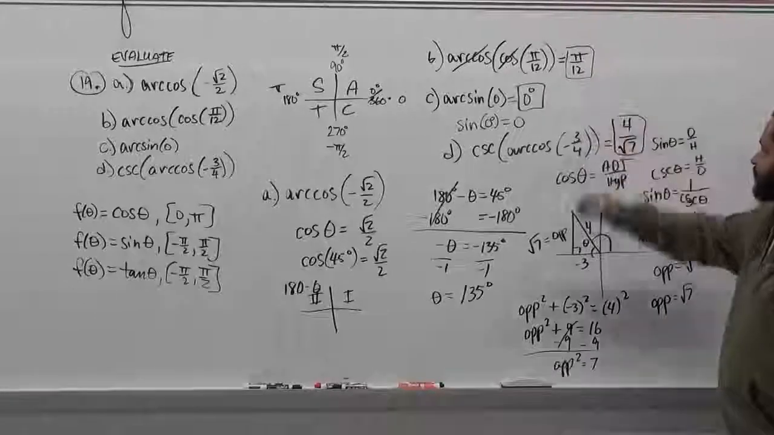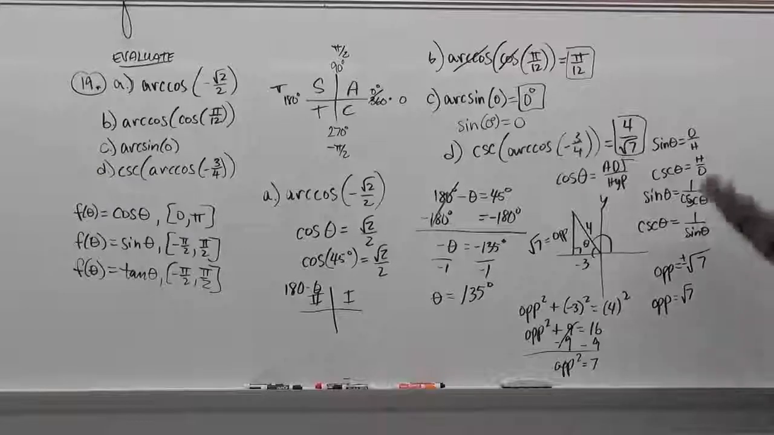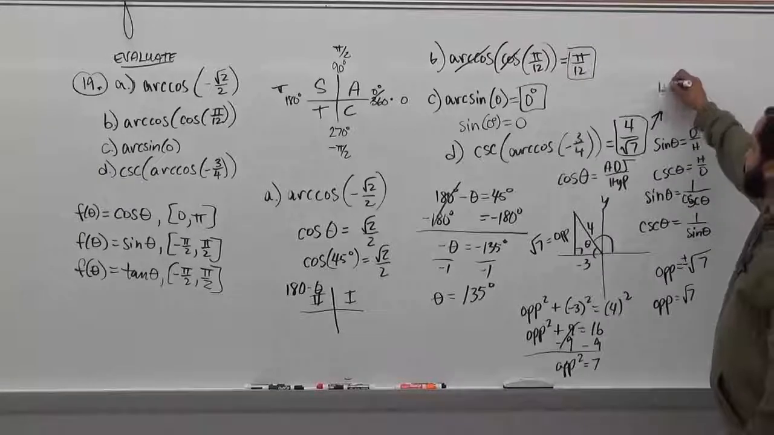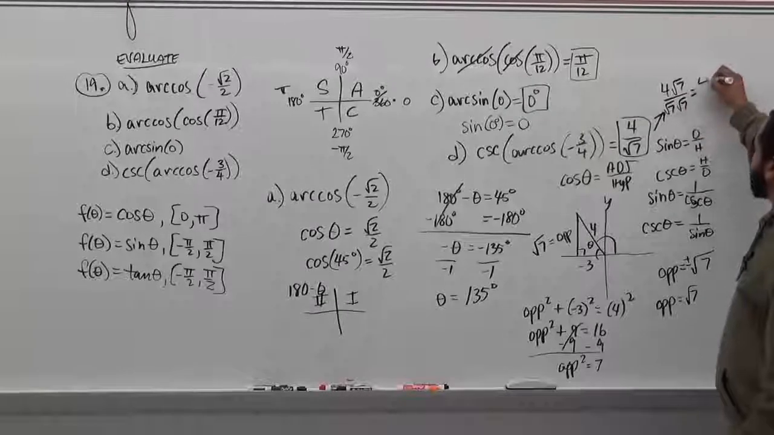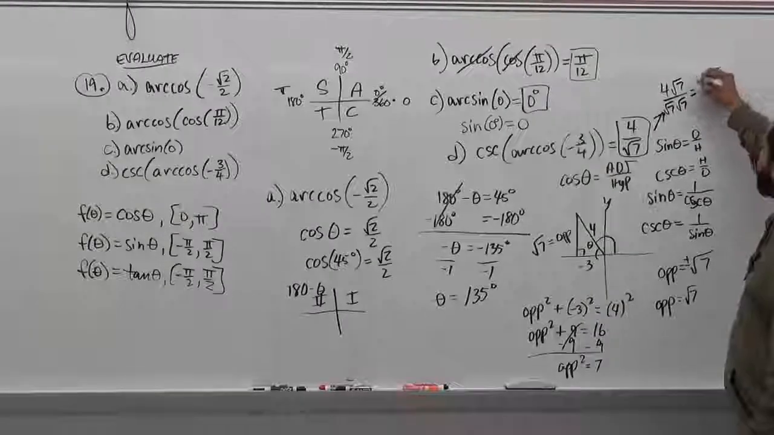And that's our solution for the last one. You can feel free to rationalize it. Once you rationalize, we multiply by radical 7, top and bottom, which gives us 4 radical 7 over 7.